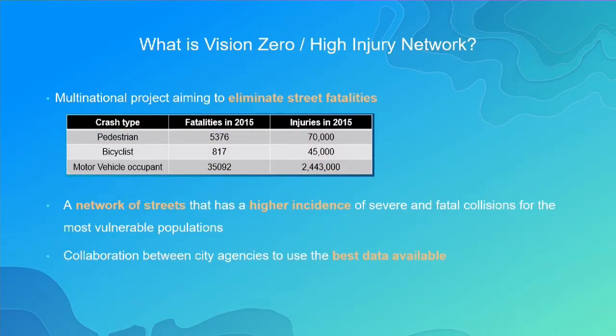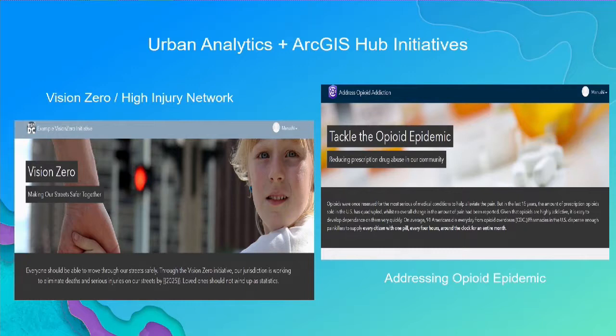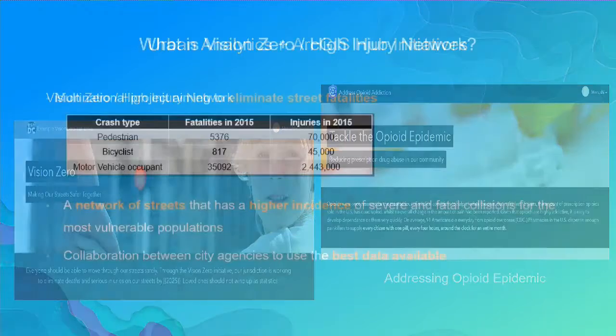Thank you, Courtney. So all this while we've been working on various kinds of analysis, and we've looked at initiatives, as Courtney pointed out, as to what they are and how they fit together in the initiative gallery. I'm going to be touching upon two initiatives that we've been primarily working on all this while. That's the Vision Zero High Injury Network initiative, and the other is addressing the opioid epidemic.